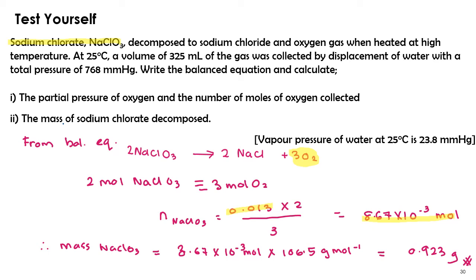And then when you want to find mass, mass is equal to mole times molar mass. So the molar mass of NaClO3 is this much, 106.5 gram per mole. So your final answer will be 0.923 gram.